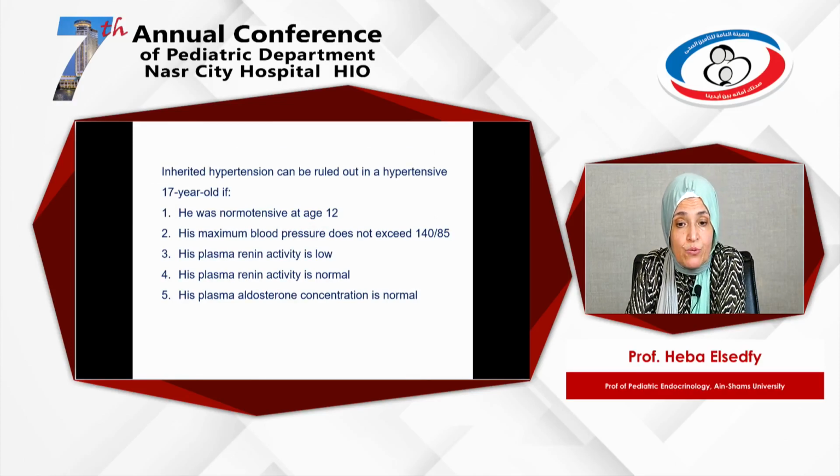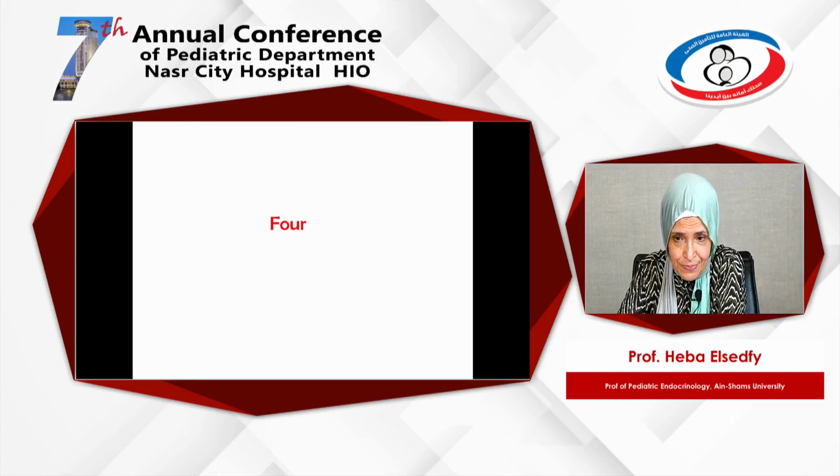Inherited hypertension can be ruled out in a hypertensive 17-year-old if he was normotensive at the age of 12, his maximum blood pressure does not exceed 140 over 85, his plasma renin activity is normal, and his plasma aldosterone concentration is normal. So how can we rule out a heritable cause of hypertension? As we mentioned in the algorithm, if the plasma renin activity is normal.